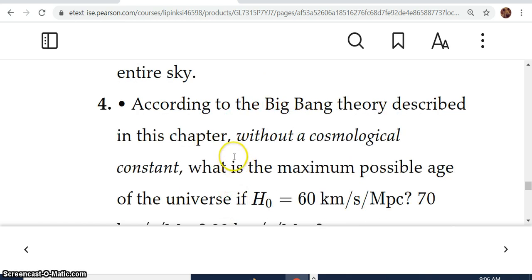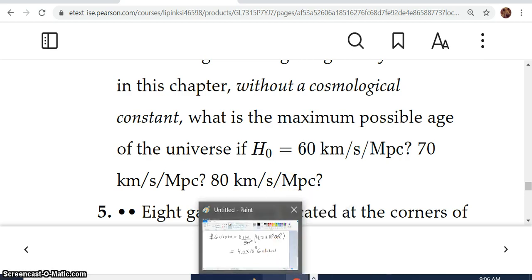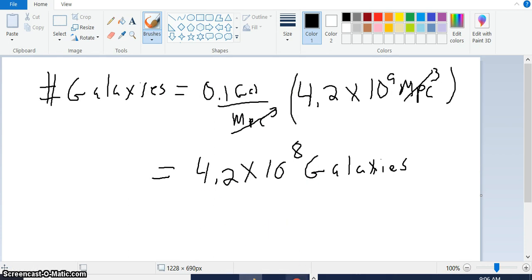Number 4 says, according to the Big Bang theory described in this chapter, without a cosmological constant. Remember, we're not using it, but just to remind ourselves what that is, that was Einstein's famous blunder, but it has now found new life in the fact that the universe is expanding, is accelerating its expansion. But we're not going to consider that. They want to know what's the maximum age given these different Hubble constants. We're going to use the modern one, 70. We're also going to use 60 and 80 because just a few years ago there was a lot of uncertainty in these.